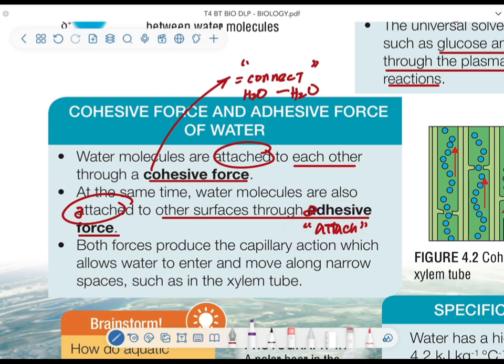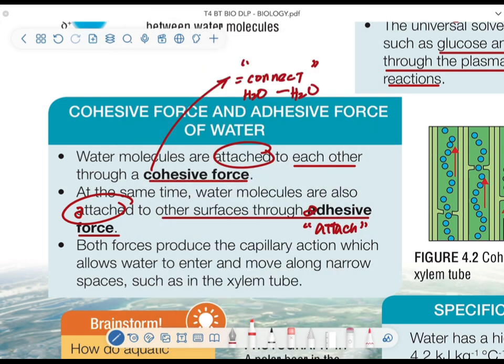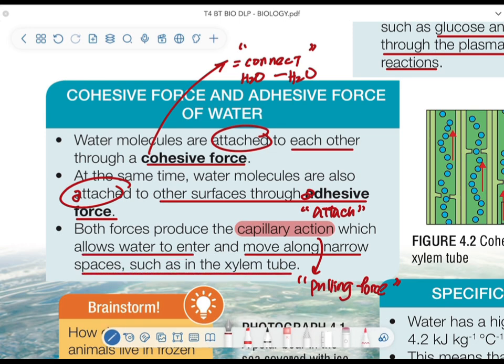So both forces are very important because they produce capillary action. Capillary action is like a pulling force, where one water molecule can pull another water molecule to move along narrow spaces, such as in the xylem tube. It allows the movement of the water.